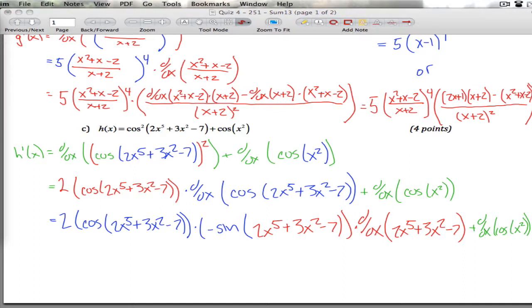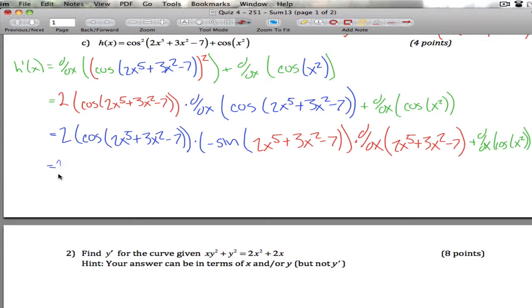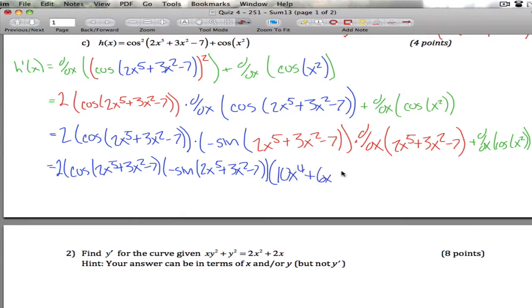All right, getting closer to the end here. This is all done. All that's left is to take the derivative of this polynomial, which isn't too bad. Using the power rule, I get 10x to the fourth plus 6x to the 1 power. And then over here, I want to take the derivative of cosine of x squared.